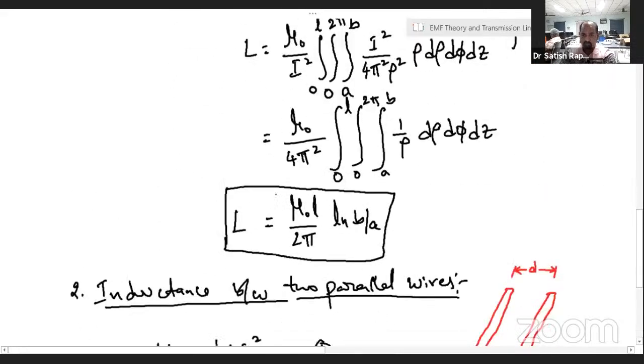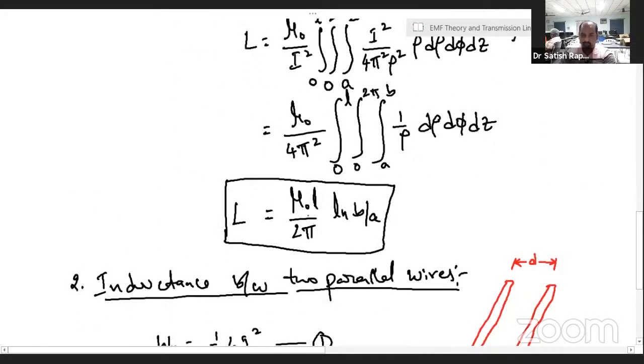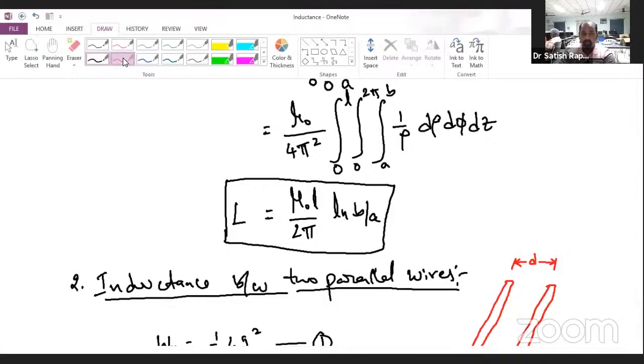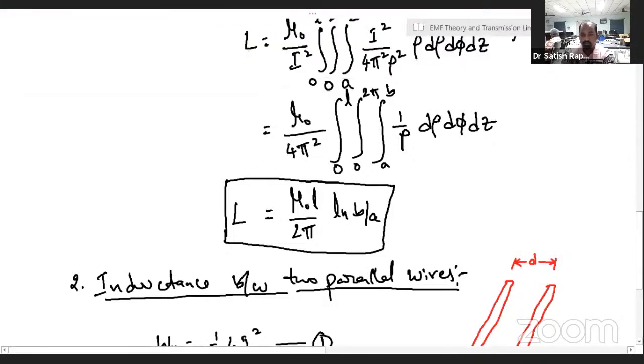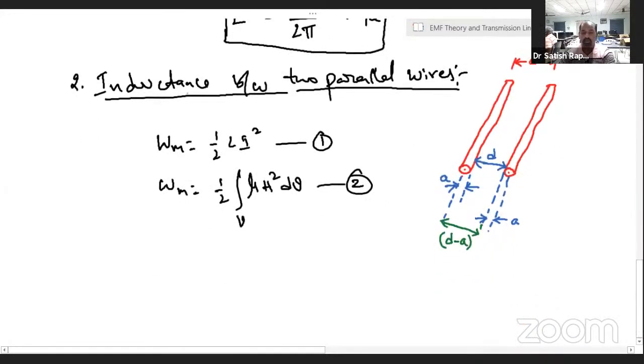So make a note here, here it is mu, it is not mu naught. So you can remove mu naught. Why? Because they are separated by dielectric material. Inner conductor and outer conductor are separated by a dielectric medium. If the medium is air, then it is mu naught.